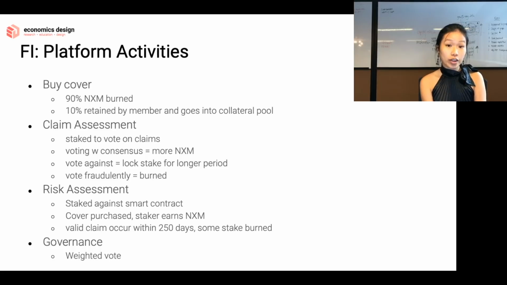And lastly, you've got governance, and you can stake your NXM token to vote on that, and it's a weighted vote.